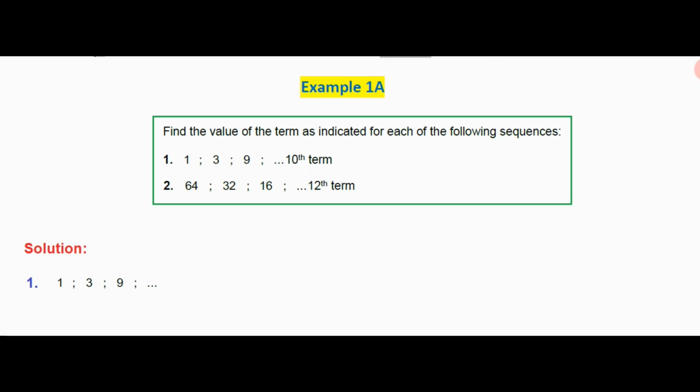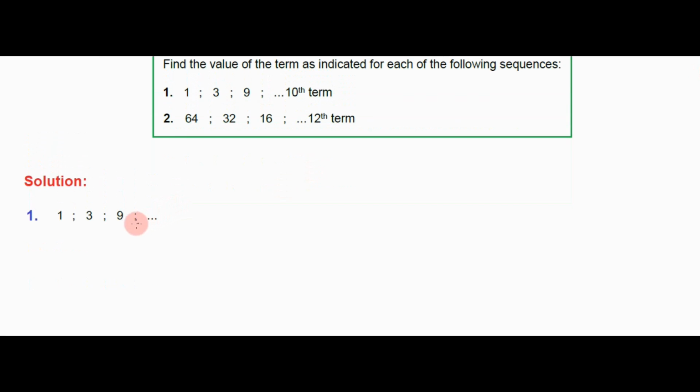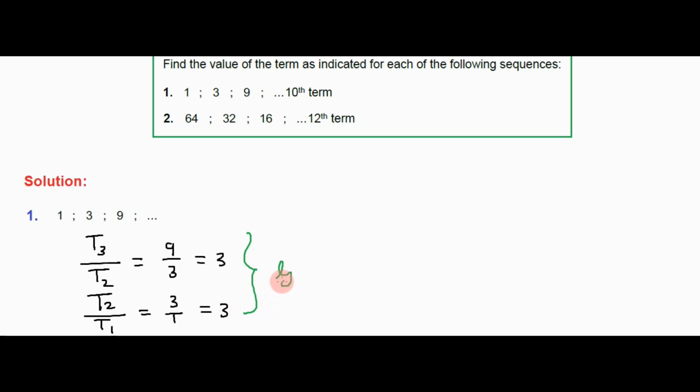We can start by checking to see whether it's a GP. So using the fundamental property of GPs, term 3 divided by term 2 is 9 divided by 3, which is 3. Then term 2 divided by term 1 is 3 divided by 1, which is also 3. So we know that it's a GP with common ratio 3. So the common ratio R is equal to 3.